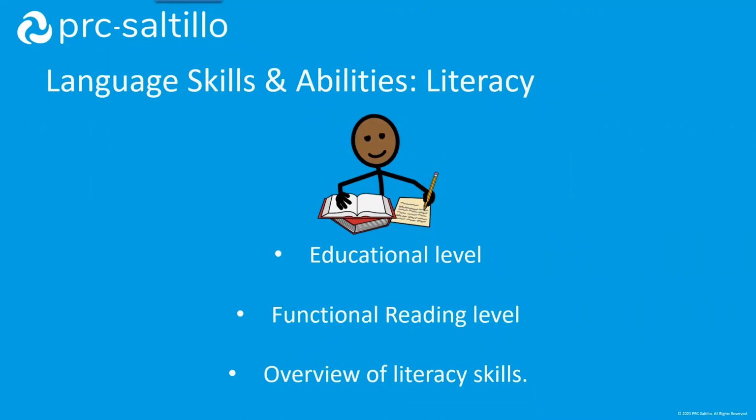All right. Next section is still labeled on our toolkit, language skills and abilities, and then it's the literacy portion of things. So we want to start looking at the educational level. What grade are they currently in, or if they're not in a grade, what is their educational level? Did they age out? Did they graduate? Those kinds of things. We want to look at just a functional reading level. Has it been assessed formally or informally? And what are some key pieces of their literacy skills?